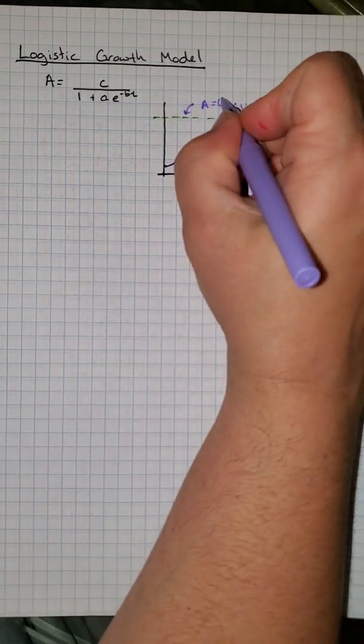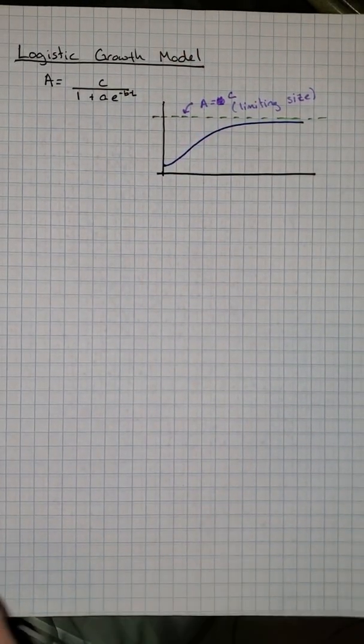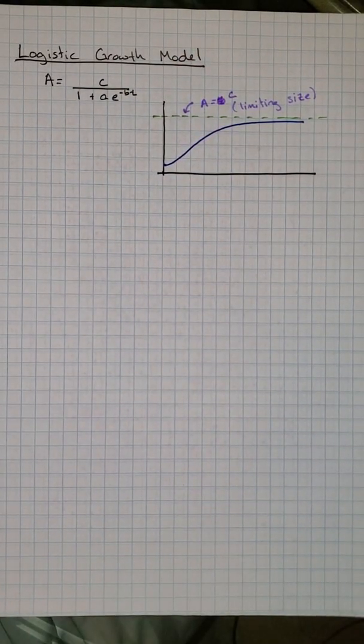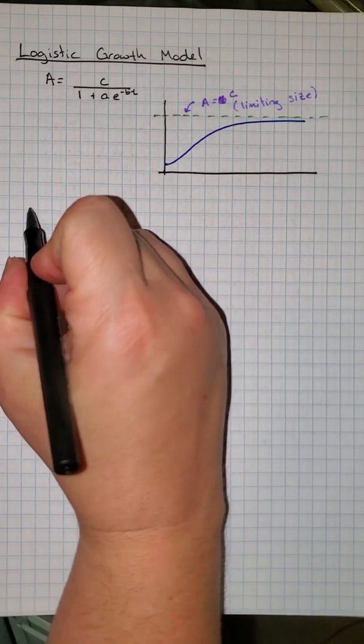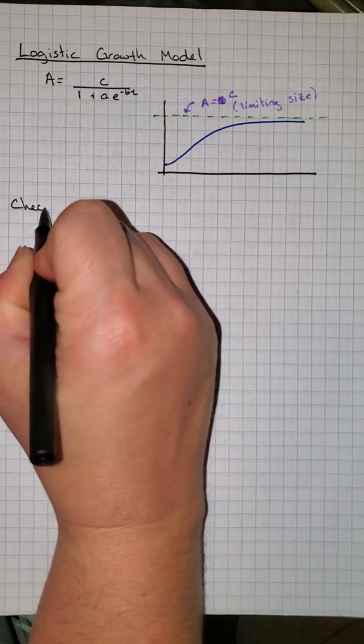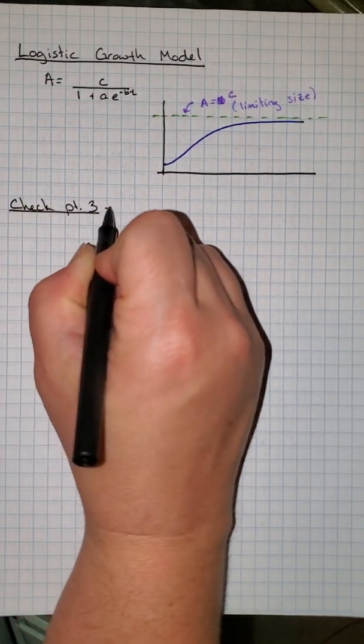Or I didn't mean 6, I meant C. Sorry, the amount on the top. That's as big as you're going to get. Alright, so for checkpoint 3, we're going to look at a logistic growth model.